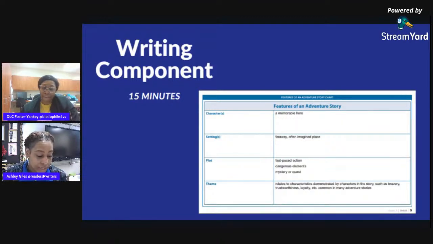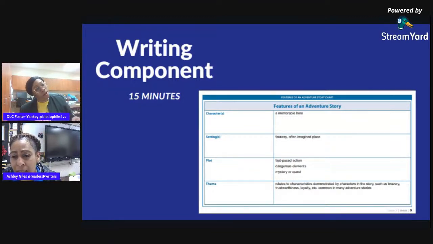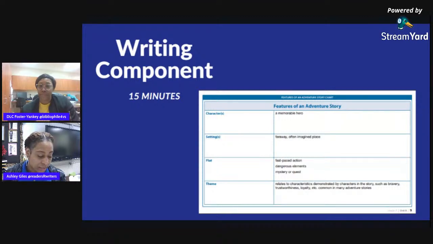Something to prepare in advance or to display, make sure students have this at hand: features of an adventure story, meaning these are all the elements that the students need to have in their story. They need to make sure they have character, setting, plot, and theme. It says explain that there are many types of stories, but they're going to talk about adventure, related to what they're reading. Make sure you have this chart visible.